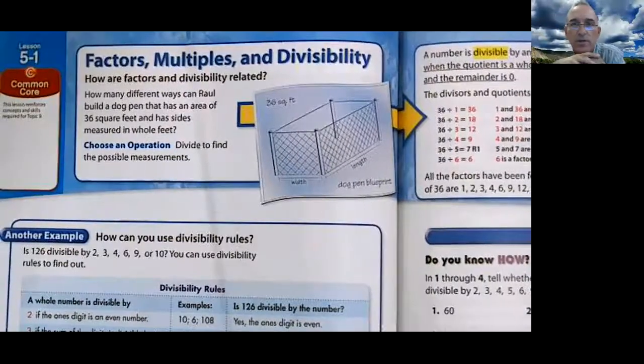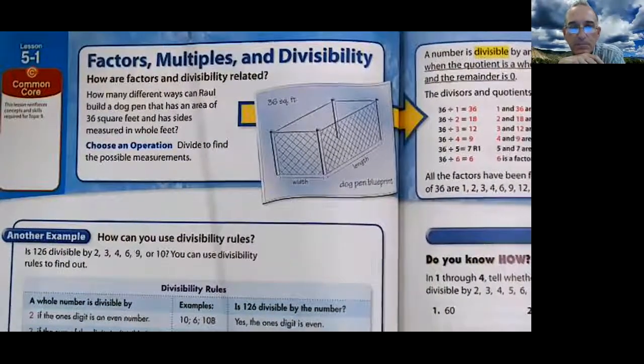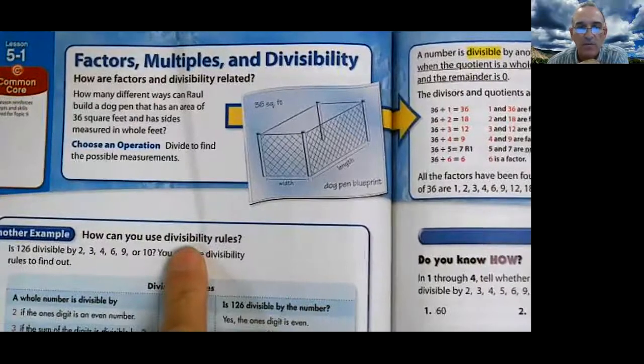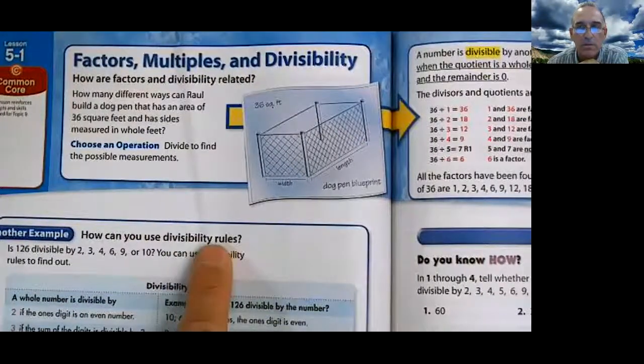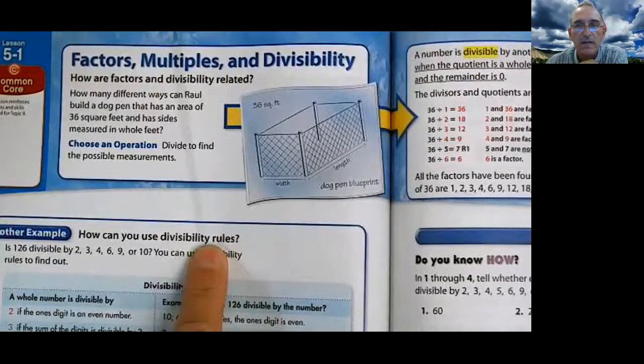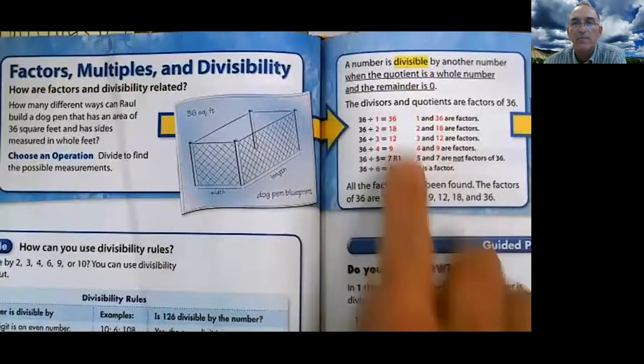We are about to do 5 chapters of fractions. I want all of us to understand these divisibility rules. It will make your life so much easier dealing with fractions. This word over here is important.